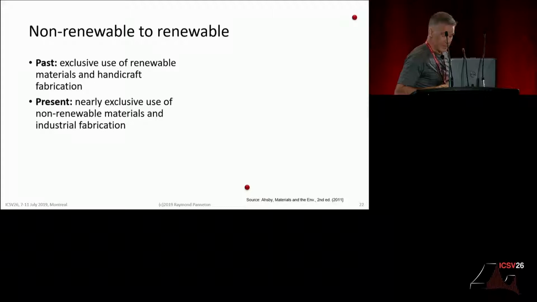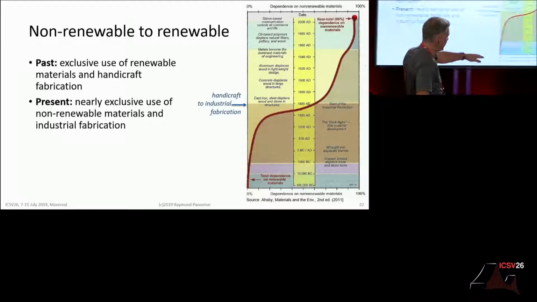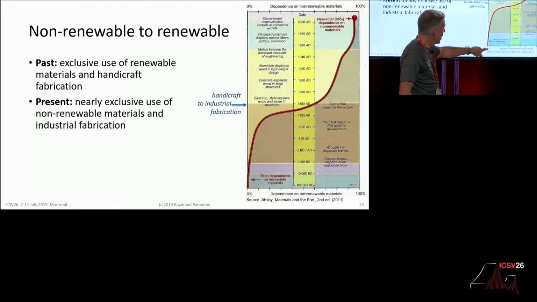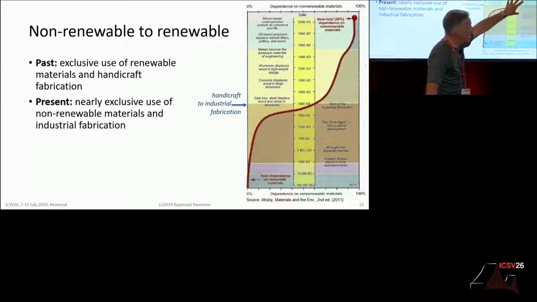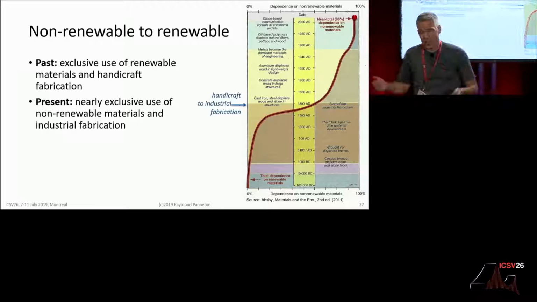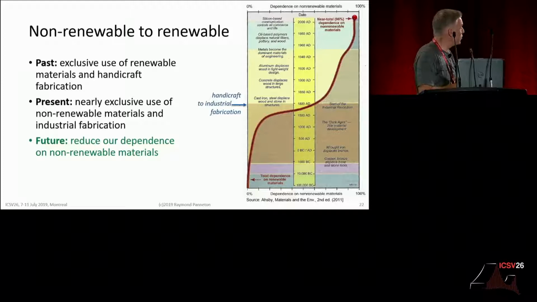And this comes to the point that, from the past, on this scale, which comes from Ashby's book on materials and the environment, you see that 100,000 years before Christ, we were 100% dependent on renewable resources. At the industrial revolution, we moved from handicraft to man-made, industrial fabrication, and now, 2000 years after Christ, we are nearly 100% dependent on non-renewable materials. And the future for us is to come back, to reduce our dependence on non-renewable materials.